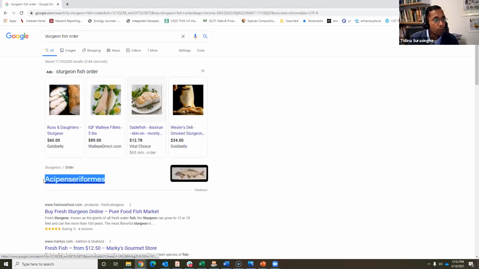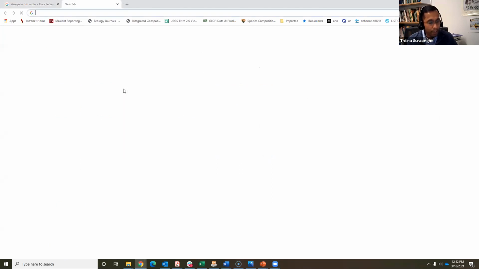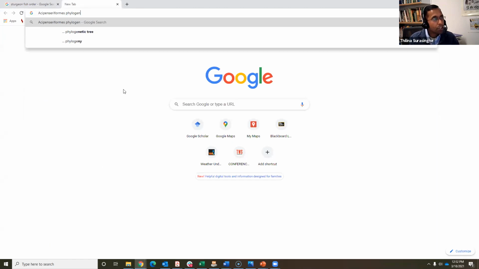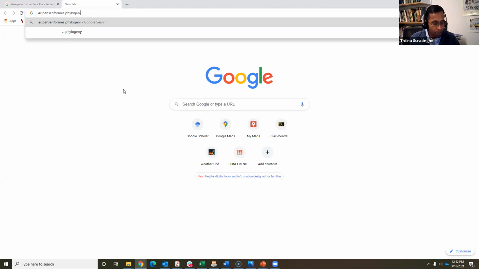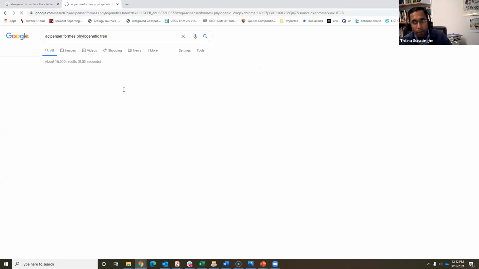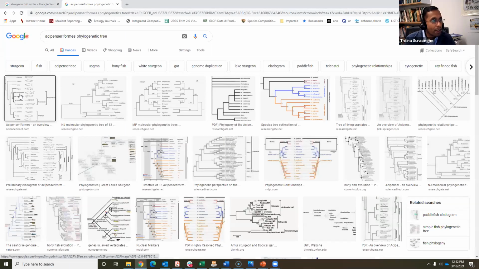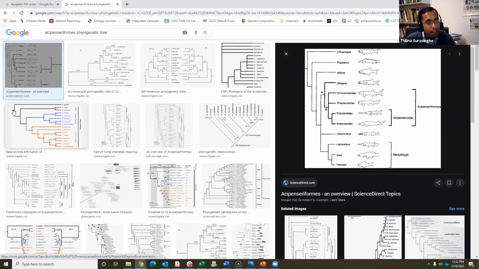Acipenseriformes. Now what I want to do is know the closest families of the sturgeon fish that was assigned to me. So I'm going to go back over here and type Acipenseriformes phylogeny, or better yet, phylogenetic tree. Search for that, and then search for images. Over here, if you look at there, all of these are families.